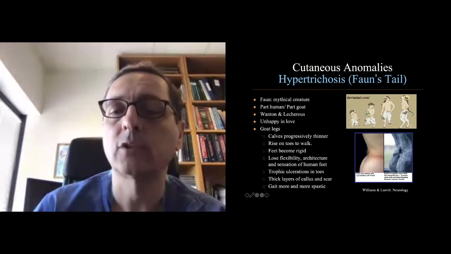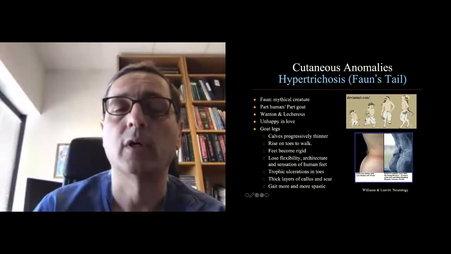And this is an illustration of the tuft of hair that symbols of Faun will show.